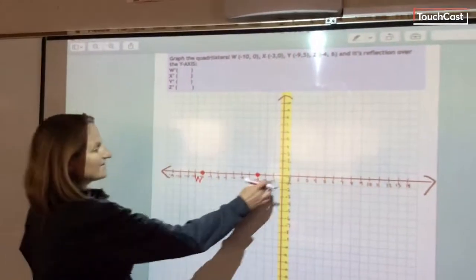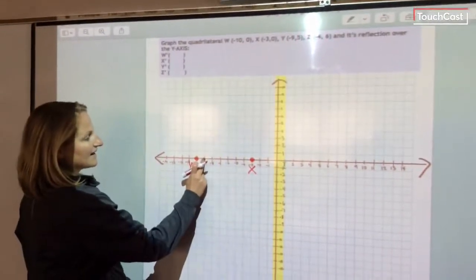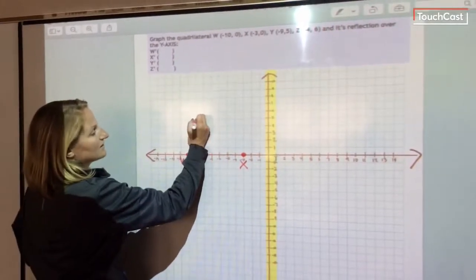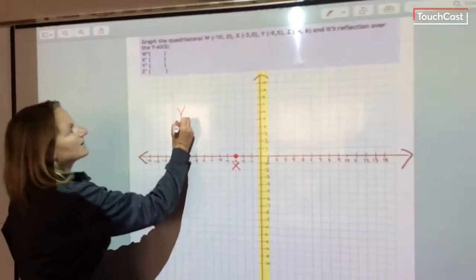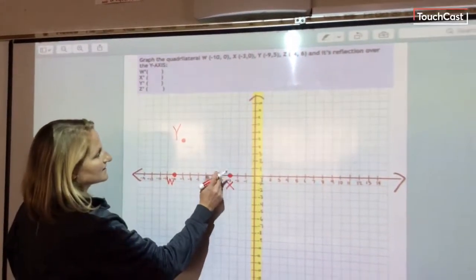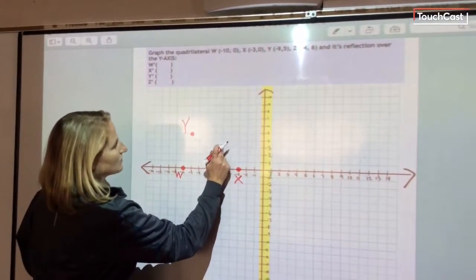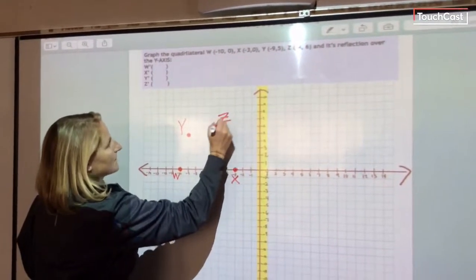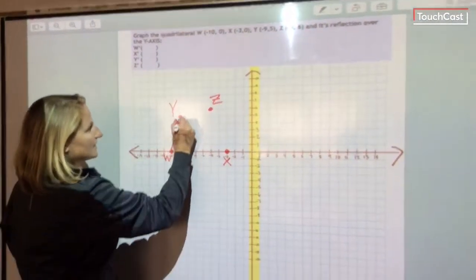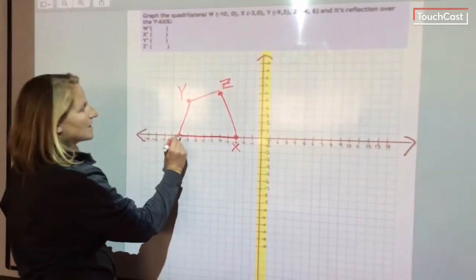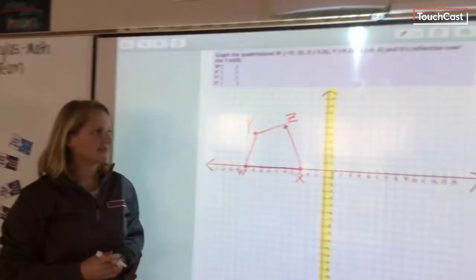Y is at negative 9, 5. Negative 9 on x, 1, 2, 3, 4, 5. And we're going to label this Y. And finally, point Z is at negative 4, 6. 1, 2, 3, 4, 5, 6. Go ahead and use the shape tool to make it look good. And you should have a figure that looks like that.